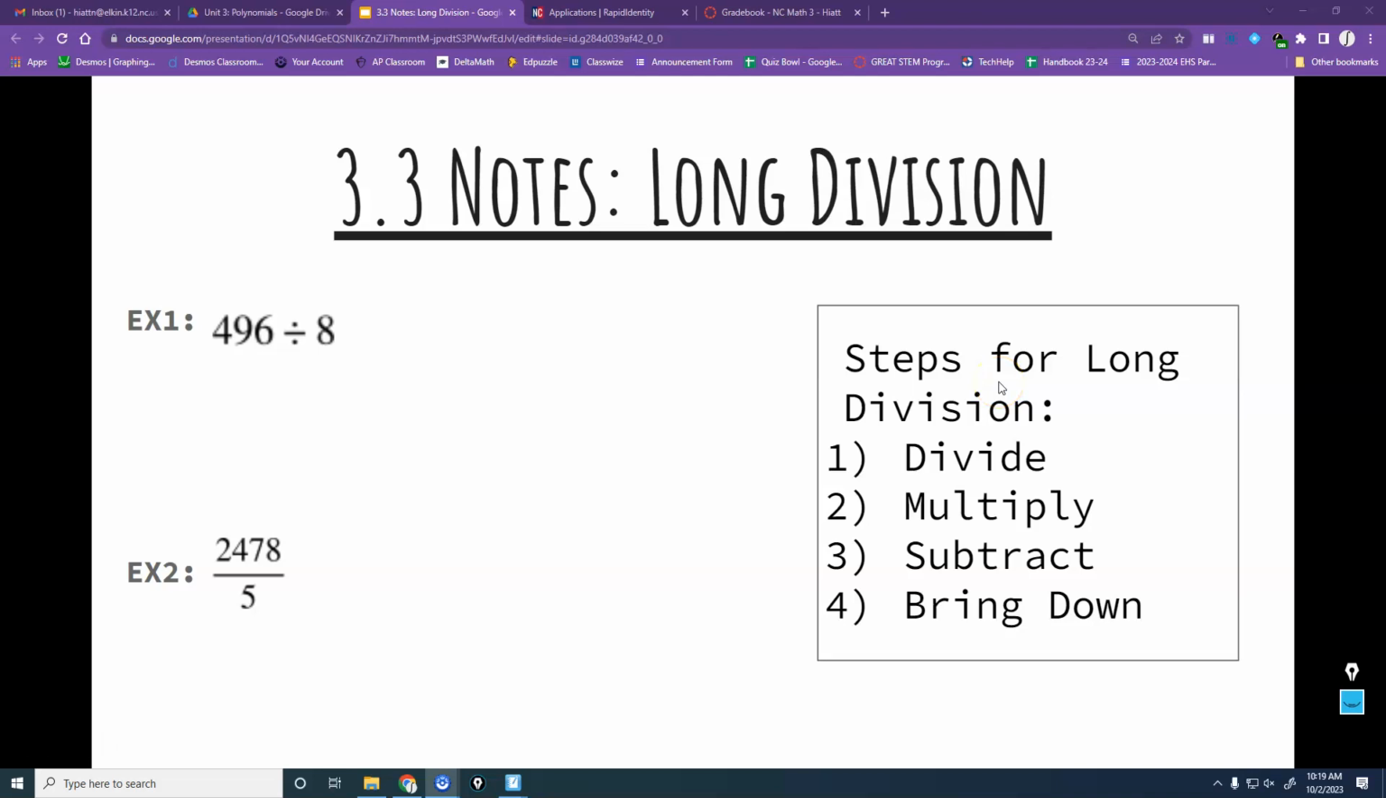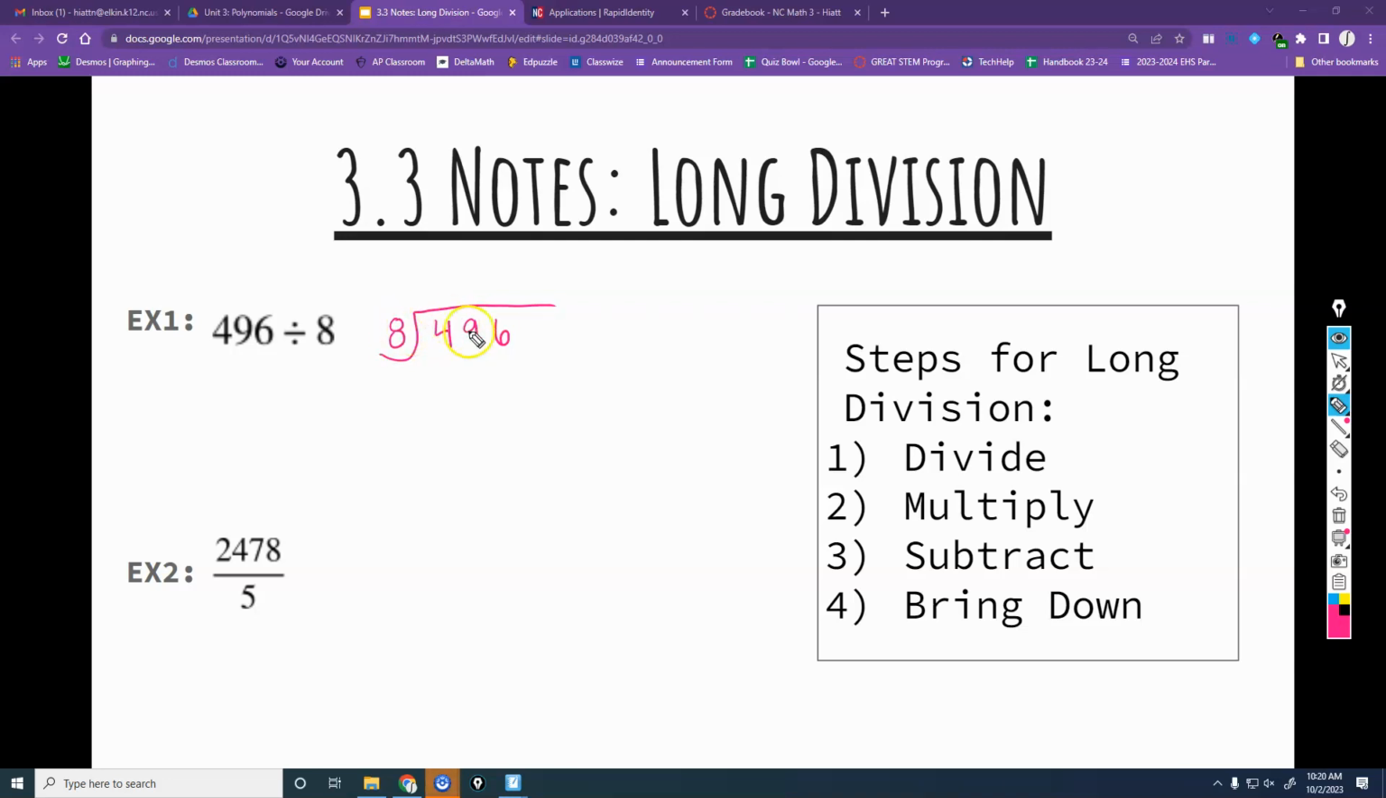Long division: the 8 is going to go on the outside. The 496 is going to go on the inside. You're going to ask yourself, how many times does 8 go into 4? It does not. You can put a 0 there if you want, but it's unnecessary to put a 0 at the front of a number.